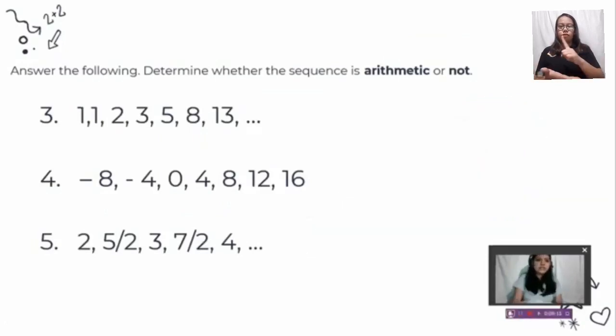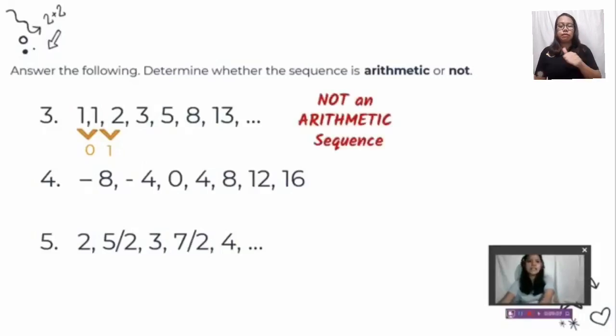Now, let us check. For number 3, our given is 1, 1, 2, 3, 5, 8, and 13. Let us get the difference. 1 minus 1 is 0. 2 minus 1 is 1. Kailangan pa ba natin siyang ituloy? Hindi na. Ibig sabihin, kapag magkaiba na ang nakuha natin na difference, wala siyang common difference. So, ang number 3 natin ay hindi arithmetic sequence, or not an arithmetic sequence.